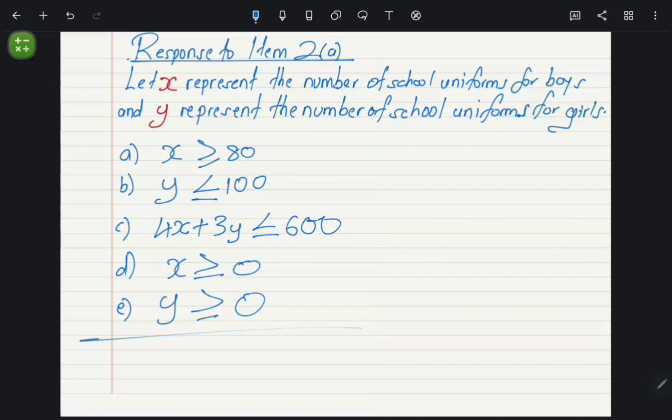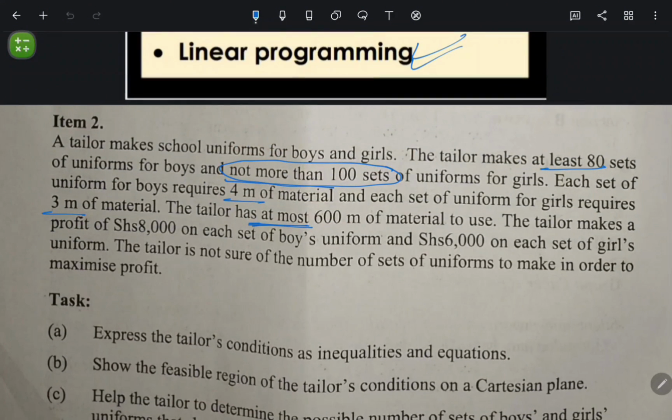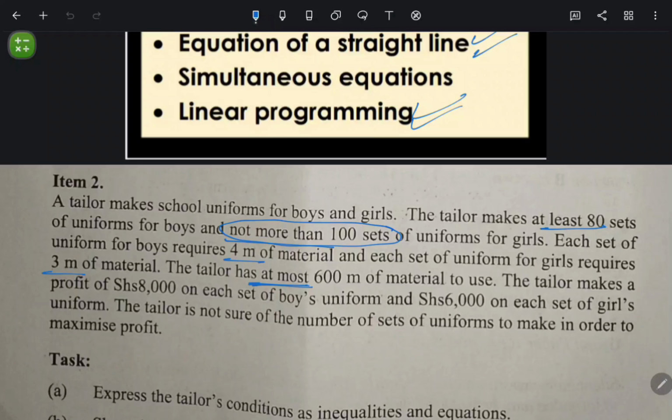In other words, that expression is what is referred to as the objective function. So we are going to write it here. Our profit equation. It is not part of task A, but I'm just writing it here so that it can be a reminder to all of us. And they told us that each set of boys' uniform, she makes a profit of 8,000. What does the scenario say? It says that the tailor makes a profit of 8,000 on each set of boys' uniform and 6,000 on each set of girls' uniform.